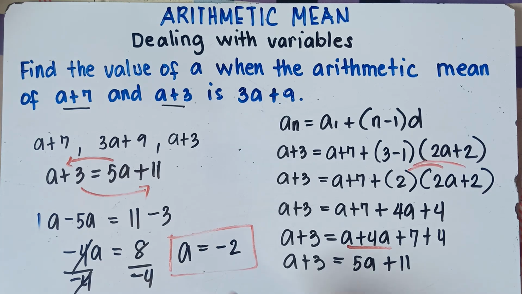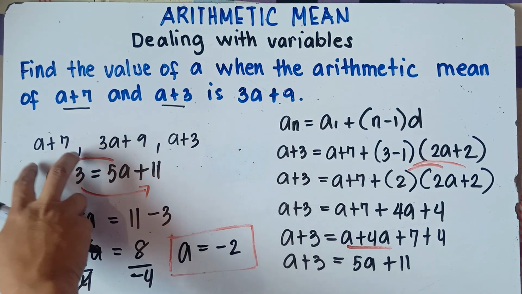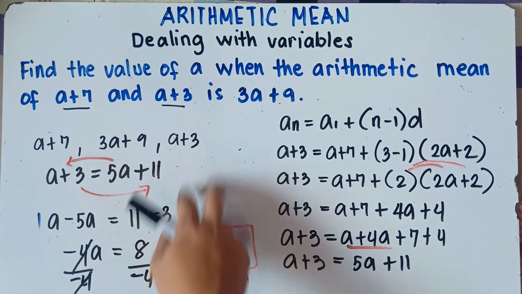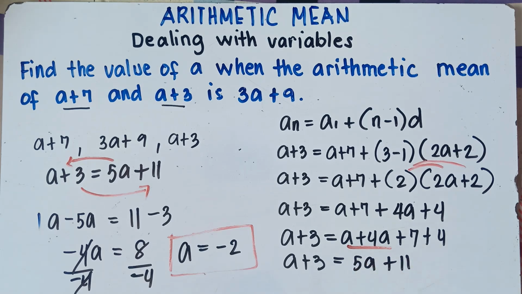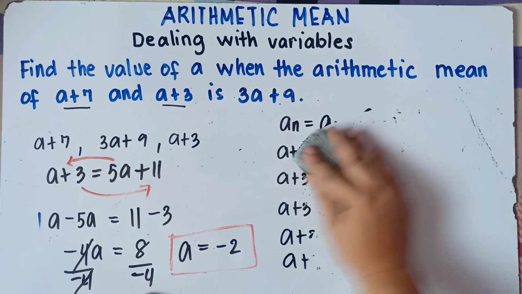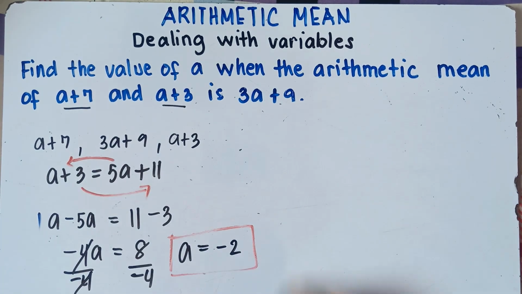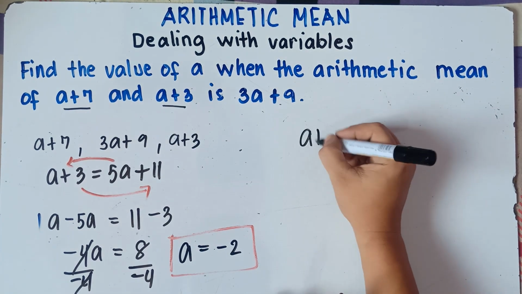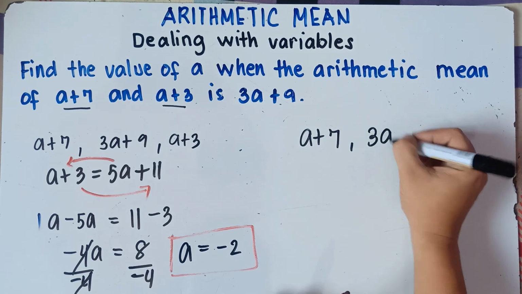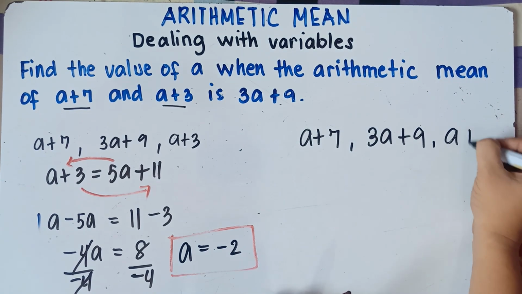So let's substitute, class, the value of A. Alright, in this given equation, let's check what are these following numbers. So pause the video, class. I'll be erasing this one. Alright. So let's substitute, class, for us to have the following numbers. What are these numbers? So if A is negative 2, from this equation, A plus 7, alright, 3A plus 9, and then A plus 3.